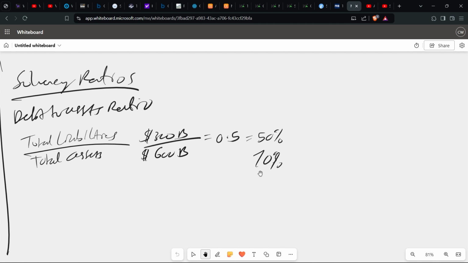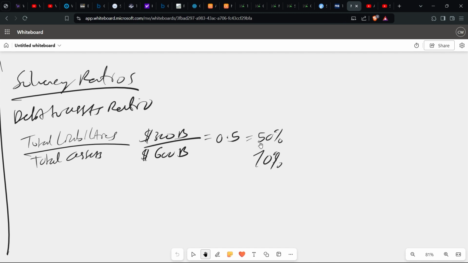There are other factors that determine whether a company is going to survive or do well during a recession, and we're going to get to them in a few. But for now, keep this in mind: the debt to asset ratio is very important when you're trying to assess how solvent a company is.